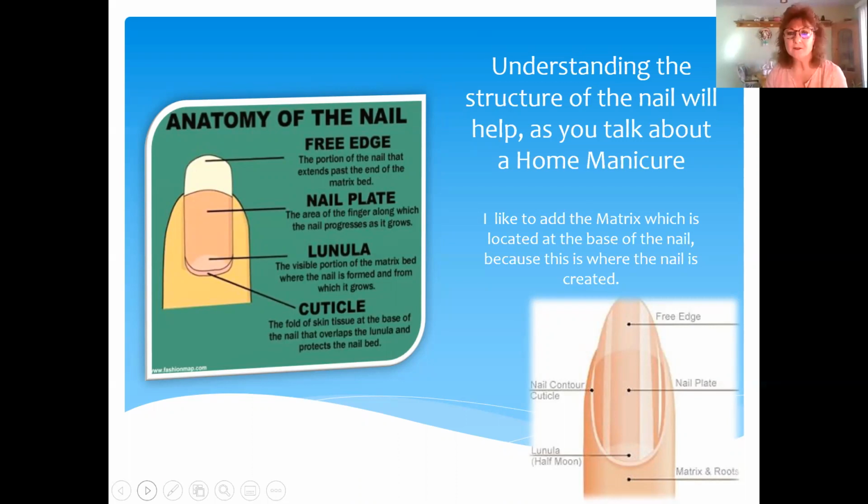So to the right, you see the free edge in a different point of view, the free edge, the nail plate, the cuticle. And then I like to talk about the matrix and the root system that is just right below the nail. And that's where your nail really develops, is the matrix or the root. A lot of times if you smash your finger, you'll find that your nail does not grow back very well. So this is one thing you need to be aware of, is the matrix or the root. Next.